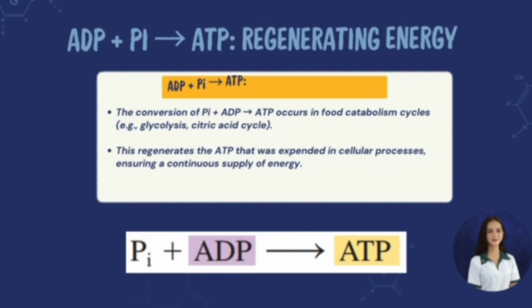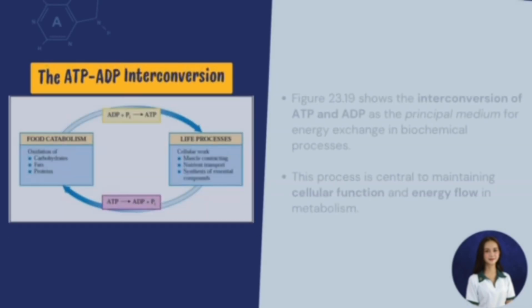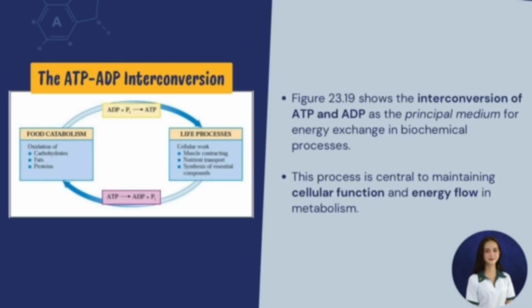ADP plus inorganic phosphate to ATP is regenerating energy. The conversion of inorganic phosphate plus ADP to ATP occurs in food catabolism cycles like glycolysis and the citric acid cycle. This regenerates the ATP that was expended in cellular processes, ensuring a continuous supply of energy. Here we have the figure that shows the interconversion of ATP and ADP as the principal medium for energy exchange in biochemical processes. This process is central to maintaining cellular function and energy flow in metabolism.